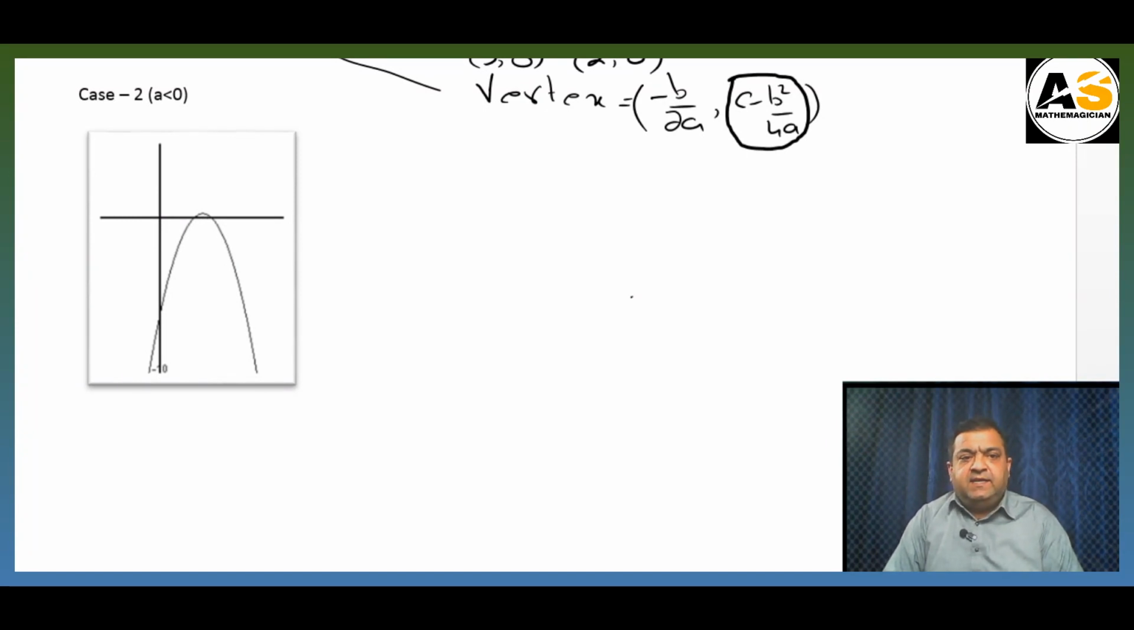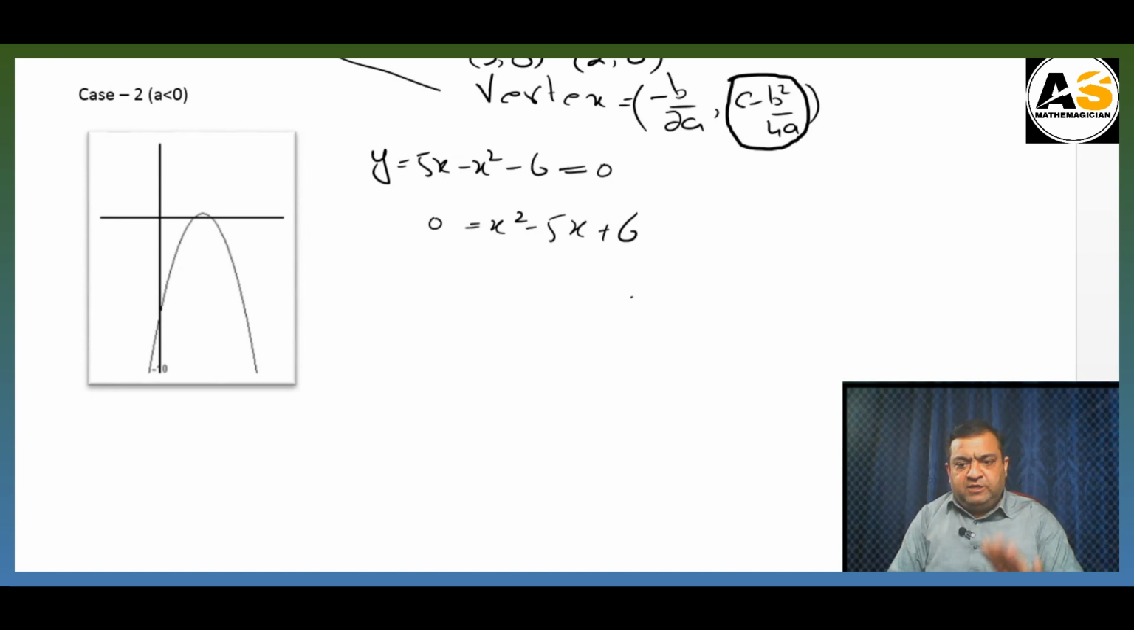Let us discuss the second case now. When a is negative, the coefficient of x² is negative. I will take an example: y = 5x - x² - 6. To find its roots, I will put this equal to 0, and ultimately I will get 0 = x² - 5x + 6, which you can observe is actually the same equation, and ultimately we will get the same two values of x, which are 2 and 3.